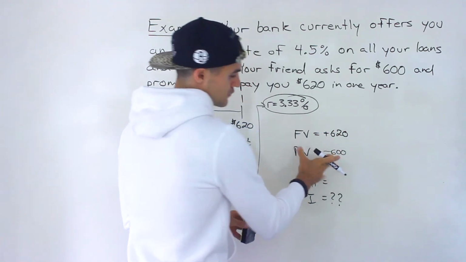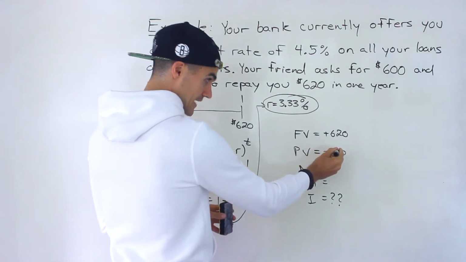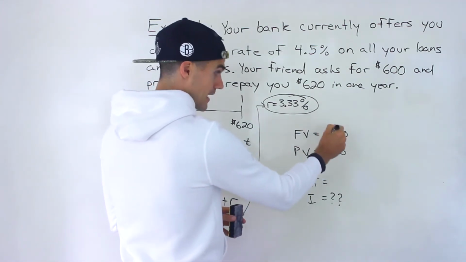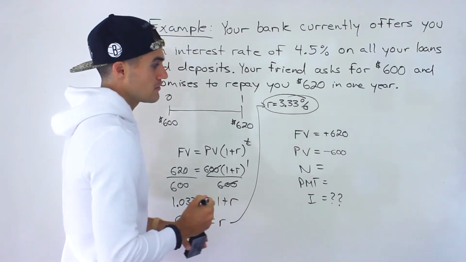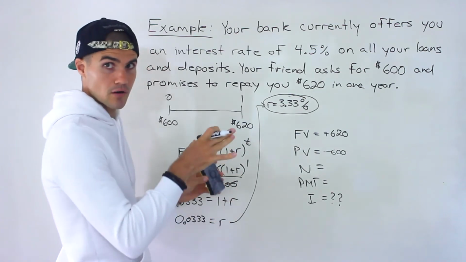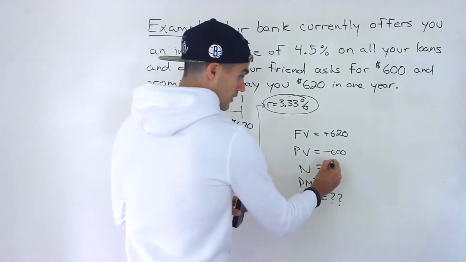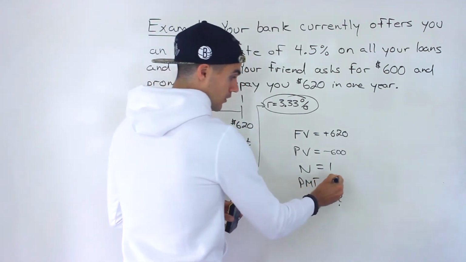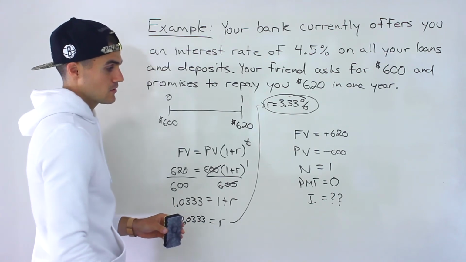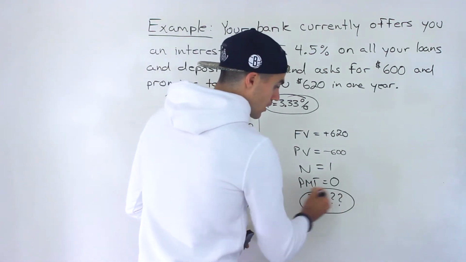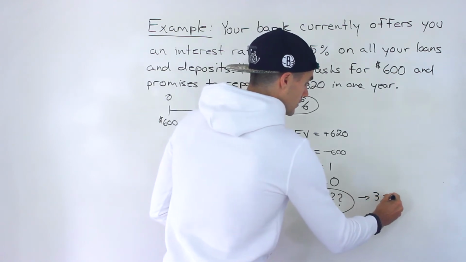You could also look at this from maybe your friend's perspective. So they're receiving 600 today, so that would be positive, but then they got to repay 620, so this would be negative. But these two signs here have to be the opposite. I'm going to look at it from our perspective. The N, number of periods, is just 1 year, and then there are no cash flows in between here on the timeline. So PMT is 0, and then you would just solve for I, and then when you solve for I, you would get that same value, 3.33%.